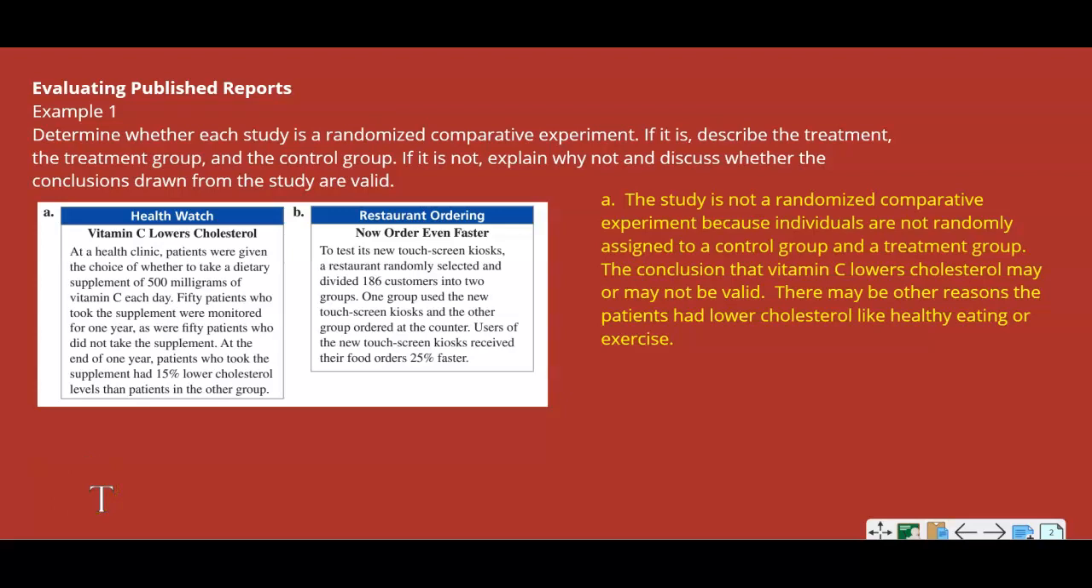All right, so this one would be a randomized comparative experiment. Remember, a randomized comparative experiment is when subjects are randomly assigned to a control group or a treatment group. So if we look at B part, and we're talking about new touchscreen kiosks at a restaurant, it says that they randomly selected and divided 186 customers. So that means the treatment is the use of the new touchscreen kiosks. So the treatment group would be the people who use the new touchscreen kiosks. The control group would be the individuals who order at the counter.